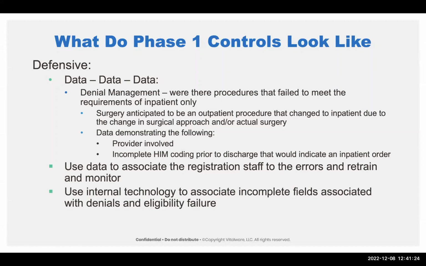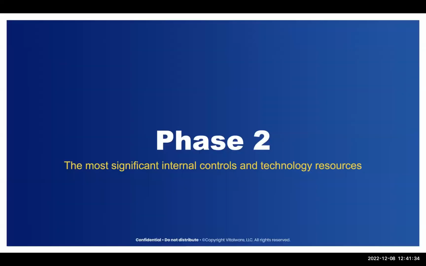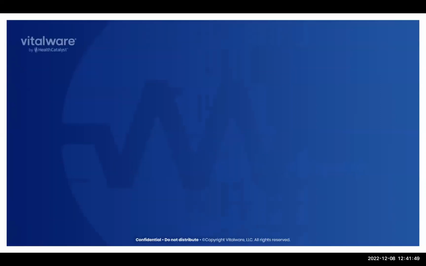Use internal technology to associate incomplete fields associated with denials, and then stop it. Don't let the registration process go on any further without that. So now we've completed the majority of our preventable steps with the denials. We're going to look at the most significant internal controls and technology resources consumed within phase 2.